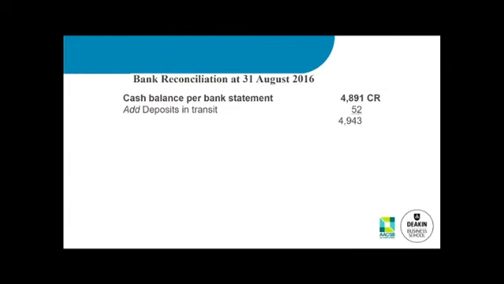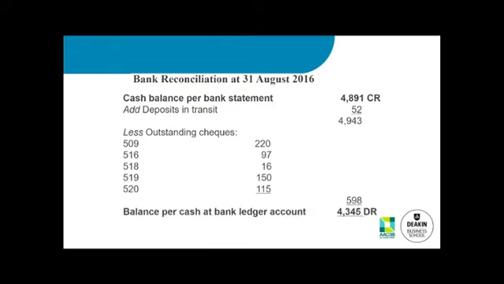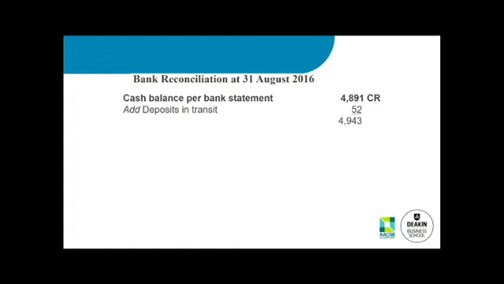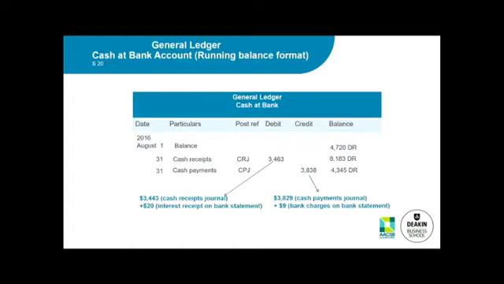And all of those would add up to 598. So the total now is going to be exactly 4345, according to our bank reconciliation. 4345, that's your opening balance plus deposits in transit minus all the outstanding checks. That's how much money you should have in your bank account, in your cash at bank ledger account, and that's exactly how much we have according to this calculation, 4345.